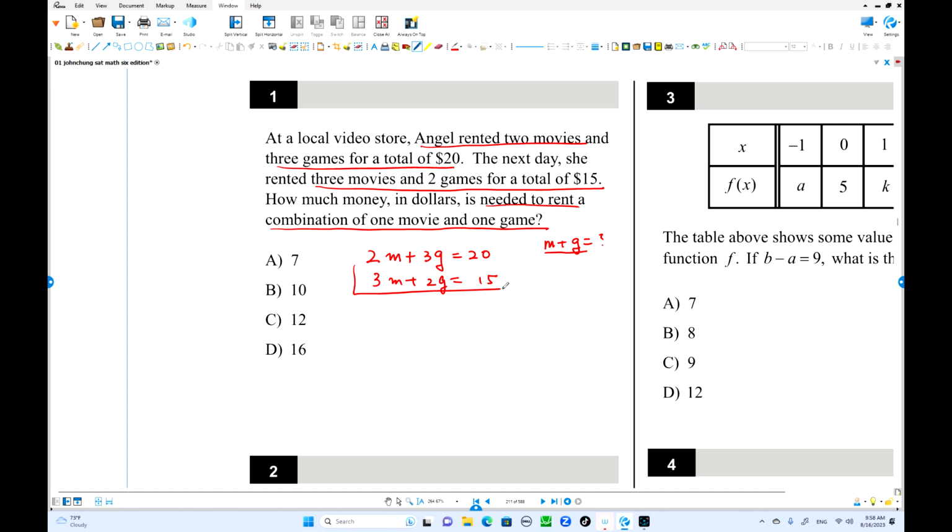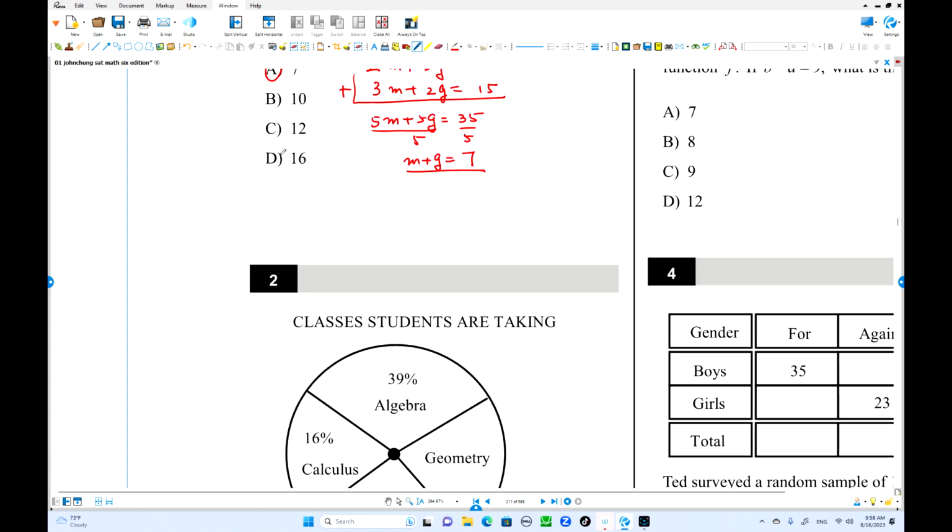So when you add these, you get 5m plus 5g equals 35. From here, when you divide by 5, you get m plus g equals 7. So choice A is the answer. It worked.